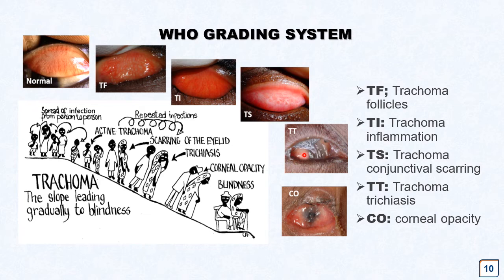After that you will observe trachomatous trichiasis, in which there will be inward movement of eyelashes, and it ends at corneal opacity. Corneal opacity over the pupil is sufficient to blur the iris details. In the second picture you will observe how the infection spreads: active trachoma with repeated infections causes scarring, and then trichiasis, corneal opacity, and that results in blindness.